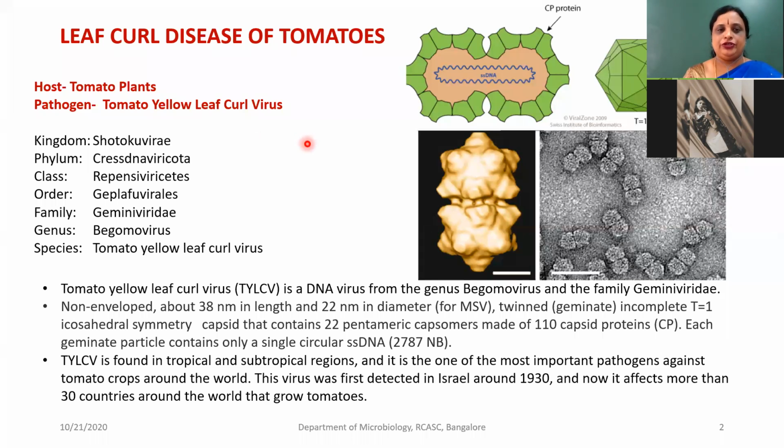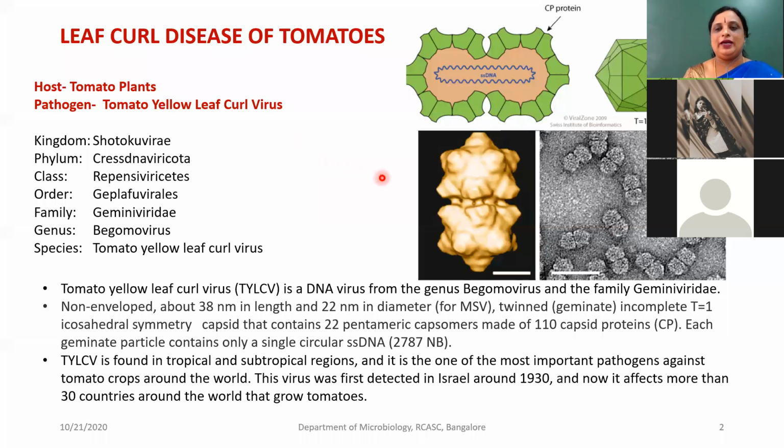In this video lecture, we are going to study about this tomato yellow leaf curl virus, about its structure, its morphology and its genome. And also we are going to study how this virus replicates inside the host, what its life cycle is, and how this virus is transmitted from one plant to another plant, and which is the vector which causes this disease.